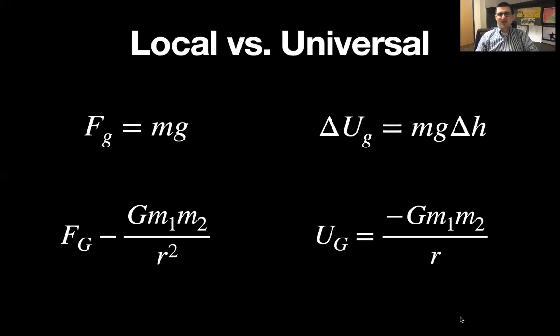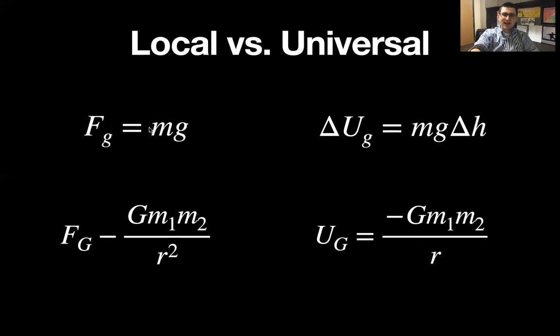Now let's look at how things work locally up top versus universally down at the bottom. Locally, the force of gravity was mg, and the gravitational potential energy was mg delta h, which we got by multiplying by a change in height. It works almost exactly the same way: we multiplied by an r to get from the universal gravitational force to the universal gravitational potential energy. That's how those two things are related.